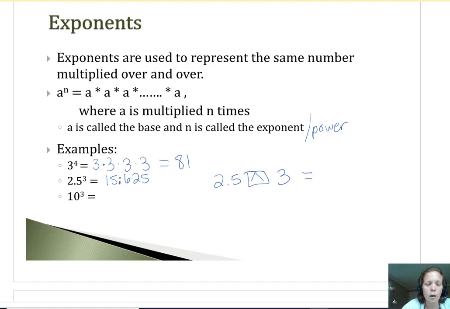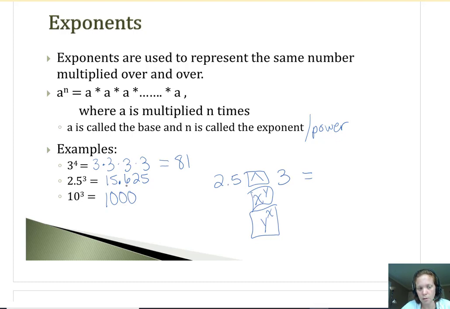15.625. Okay, if you don't have that button, it might be x to the y or y to the x. Those are the other ones that sometimes, like Casio's, I think sometimes have as your exponent button. Okay, and then 10 to the 3rd. So that one, 10 times 10 times 10, that is 1,000. Okay, so those are all where we had positive bases.